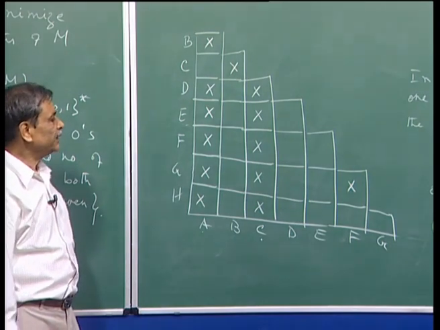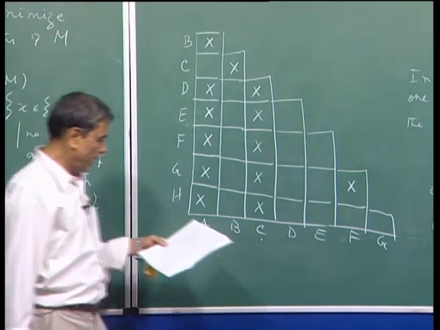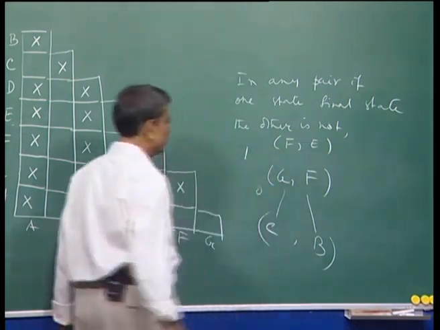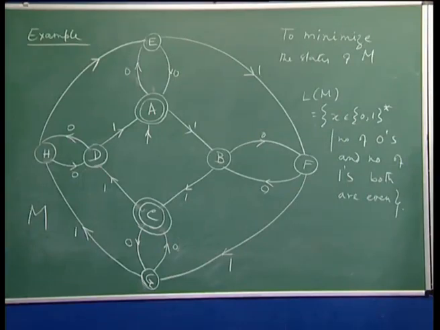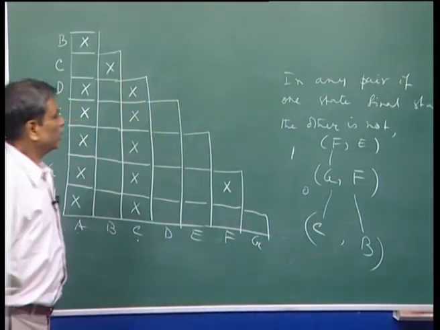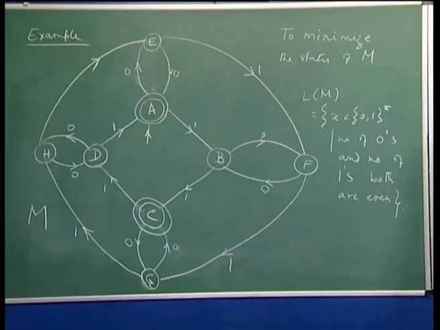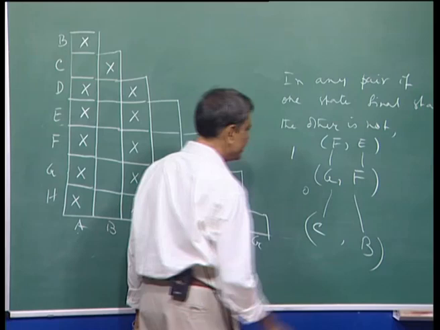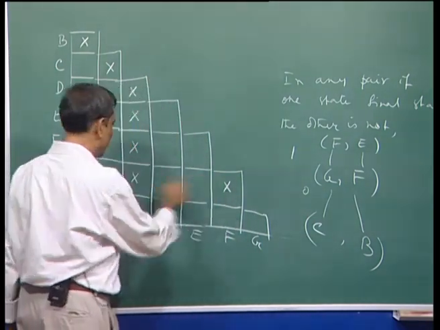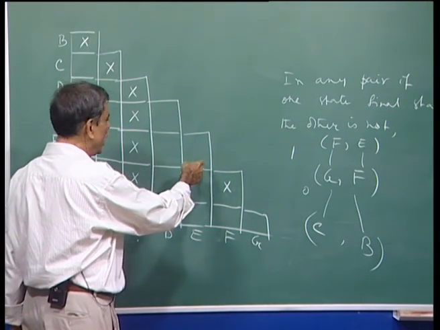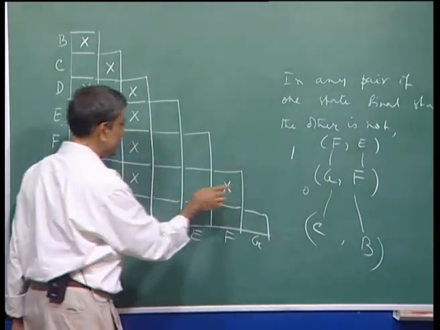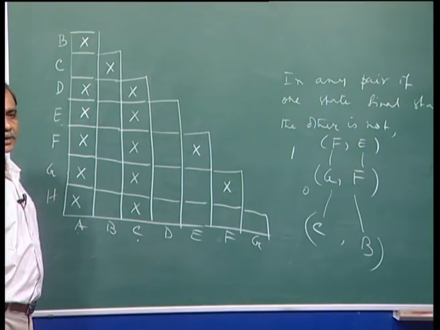For example, let us see in the next iteration, when you consider the pair F and E, and then consider what happens on the input symbol 1. From F on 1 you go to G, and from E on 1 you go to F, right. Now, the point I am trying to make is that having discovered that G F is distinguishable, we had put a mark. In the next iteration, when we considered this pair F and E, on symbol 1 I see this is the pair, and there is already a mark. So, F and E will get a cross here, and so on.